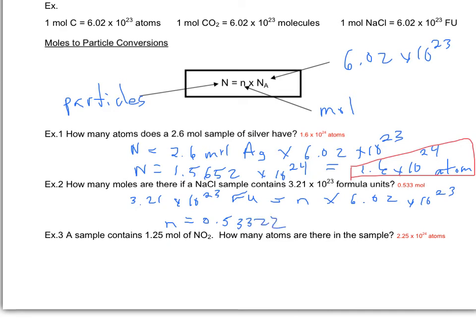Now I need to round this using my sig-dig rules. Because I have 3 sig-digs in my particle number and 3 sig-digs in the number I use for Avogadro, I need to round this number to 3 sig-digs. Remember to include the units at the end of your answer. My units are going to be moles of NaCl.